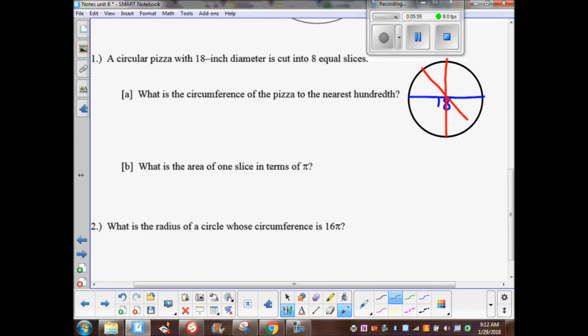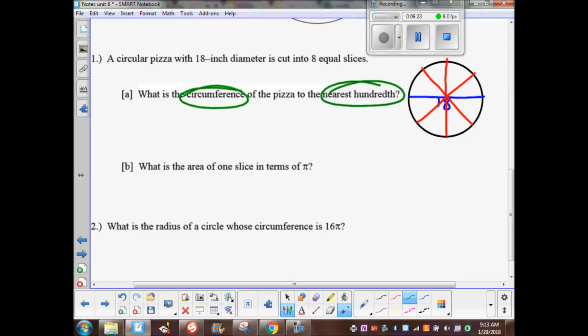So if it's cut correctly, those are all diameters. And 1, 2, 3, 4, yep, I've got 8 pieces. All those diameters, in order for them to be diameters, they've got to go through the center. So it says, what is the circumference? That's what they're asking us to find, to the nearest hundredth. So I've got to do some rounding.